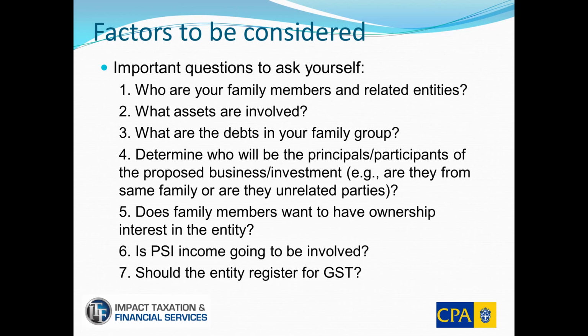So the first one, you need to understand who are your family members and related entities. And then when you look at different family members, you need to have a look at, okay, what's their income level? Do they earn other income? Of course, by looking at that, you can consider income splitting possibilities. Okay, how much income you want to give them in the future.